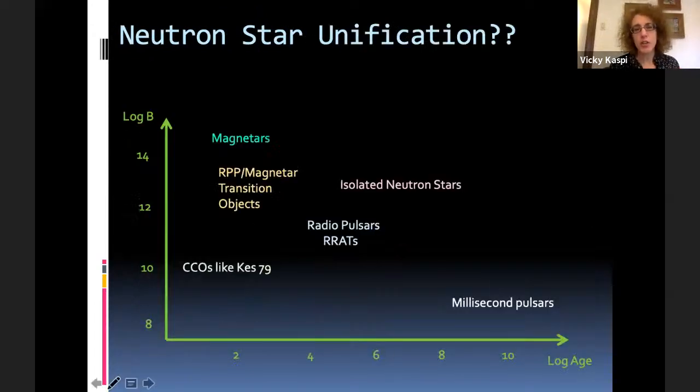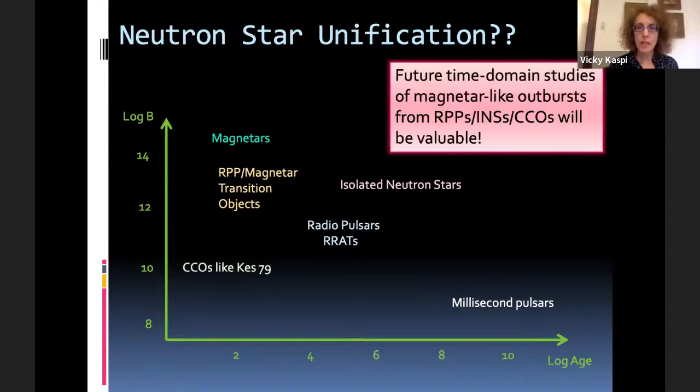And so the unification picture, Ananda already mentioned this, you have your radio pulsars in this diagram where you have log of the magnetic field on the y-axis, log of age on the x-axis. And you can see radio pulsars sit in this region, the young low field CCOs, at least the CCOs like Cas A, I don't know about RCW 103, sit down here. And you have the magnetars way up here, young, high magnetic fields. And then you have the transition objects like J1119-6127, those pulsars that seem like radio pulsars but suddenly have outbursts. And then the isolated neutron stars, perhaps they are higher field, but older radio pulsars seen off axis. So this could be one picture of this unification. And future time domain studies of magnetar-like outbursts from radio pulsars, from isolated neutron stars, and of course from CCOs will be, I think, really valuable.